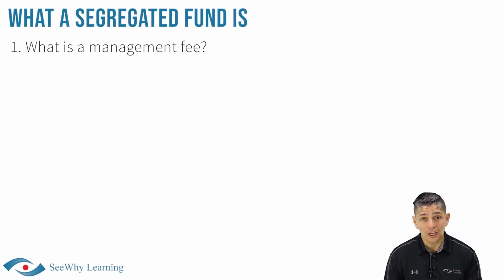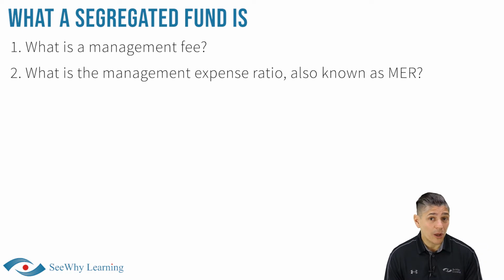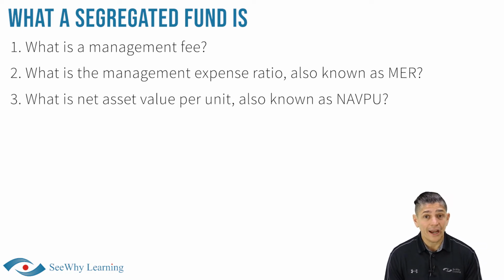Now, I'm going to assume that you've watched that lesson and therefore you know a little bit about how mutual funds work. You should also be able to explain what a managed product is and know the answers to these questions. What is a management fee? What is the management expense ratio, also known as MER? What is the net asset value per unit, also known as NAVPU, etc.